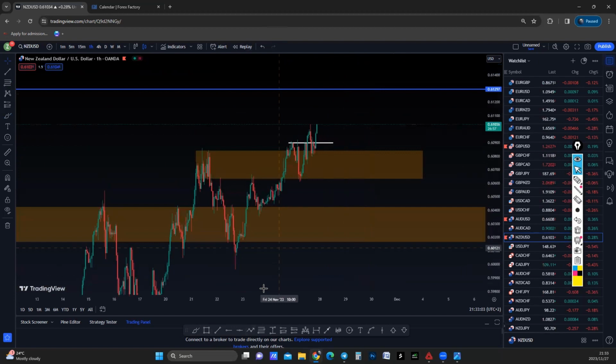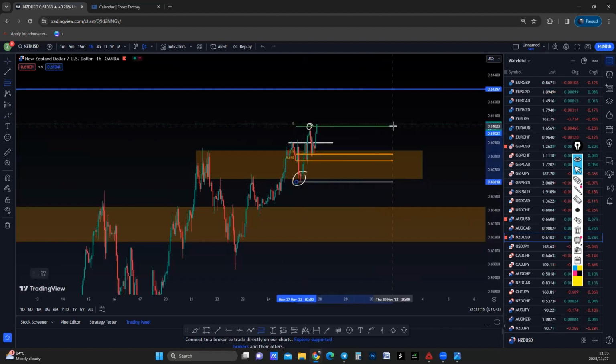Here's the recent low. Here's the recent high. You mark your Fibonacci from swing low to swing high if the market is bullish. But if the market is bearish, we do the opposite. We start from swing high to swing low.